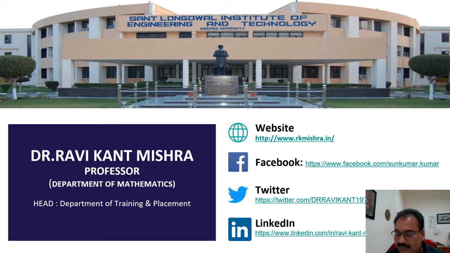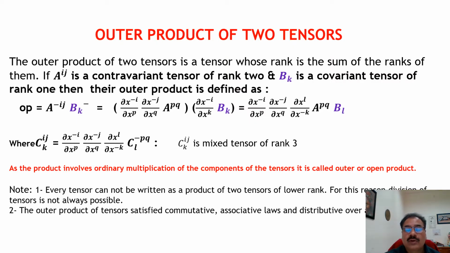Dear friends, today we are going to discuss the outer product of two vectors and what is the contraction of a tensor. So let us look at how we can define the outer product of two tensors. Now, the outer product of two tensors, as already said, is a tensor whose rank is the sum of the ranks of them.